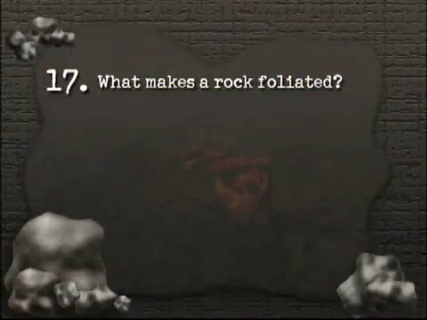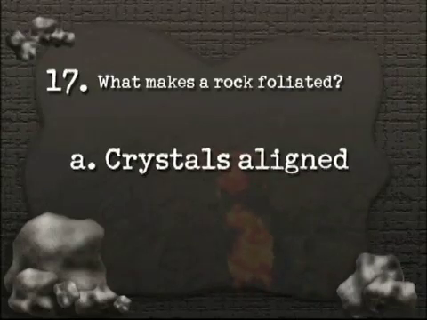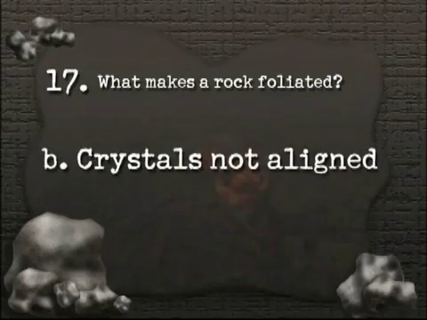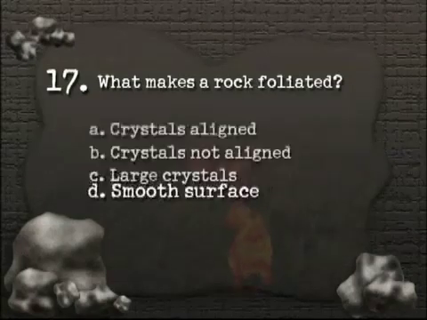Question 17. What makes a rock foliated? A. Crystals that are aligned. B. Crystals that are not aligned. C. Large crystals. Or D. Smooth surface.